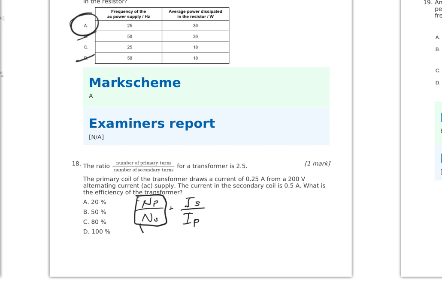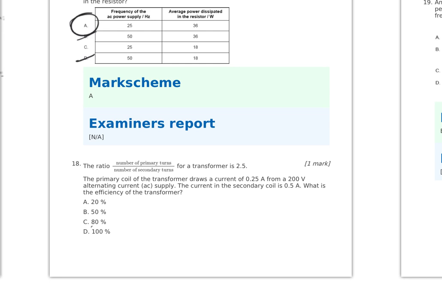is 2.5, and it gives the two currents: the secondary current is 0.5 amps, and the primary coil is 0.25 amps, and that winds up being 2. So the original ratio is 2.5, but the ratio of the actual currents that are produced in the transformer is 2. So if it was 100% efficient, that would also be 2.5.